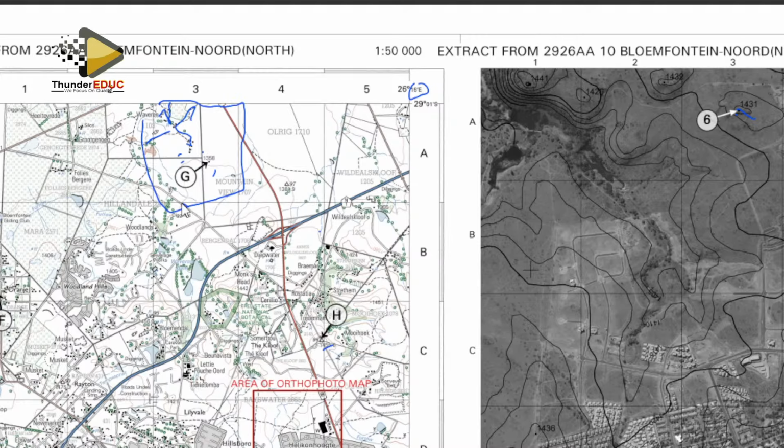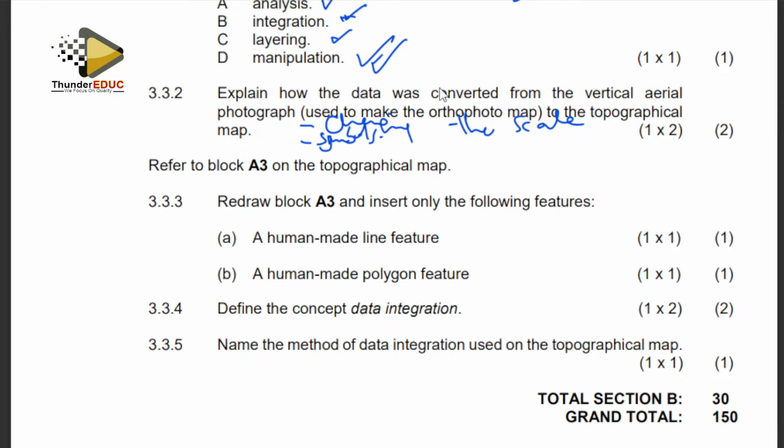So there is also this feature here. So we come here. We come here. I'm going to draw. This is our block here, A3, because they say redraw. Okay, so I will draw my A3 here. And they say refer to the line feature. When you look at the line feature, we have got a road here. That is a line feature.